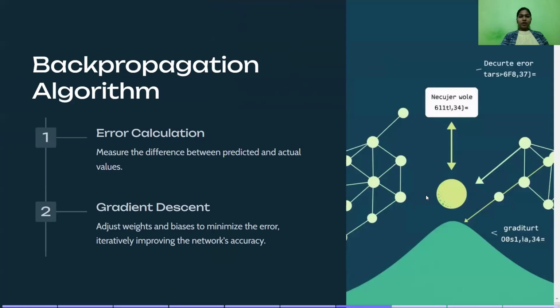Back propagation algorithm. There are two algorithms: error calculation and gradient descent. Error calculation measures the difference between predicted and actual values. Gradient descent adjusts weights and biases to minimize the error, iteratively improving the network's accuracy.